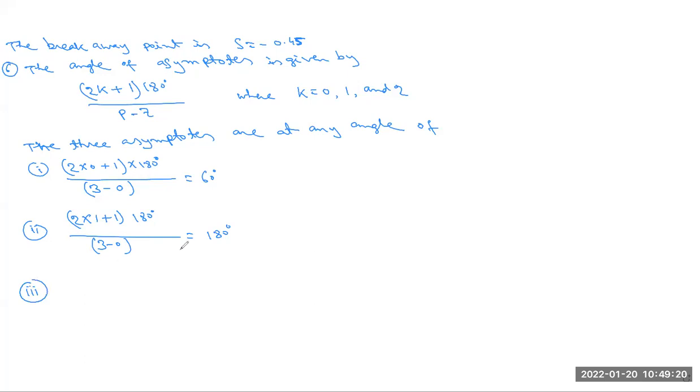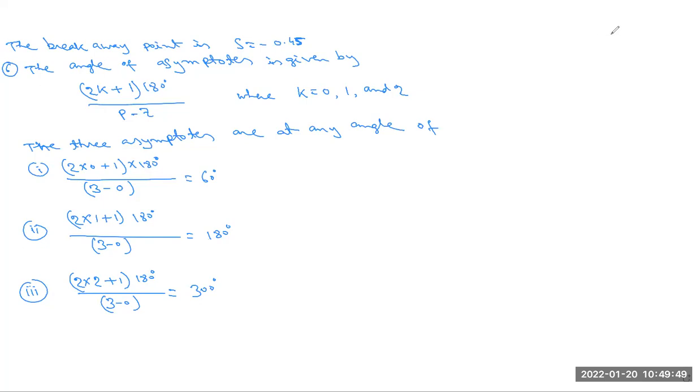Yes, sir. Okay. Next, you have to put k equal to 2. That means (2 into 2 plus 1) into 180 degrees divided by pole minus zero, that means 3 minus 0. So 2 into 2 is 4, 4 plus 1 is 5, 5 into 180 degrees divided by 3. That is 60, 60 into 5, that is 300 degrees, the asymptote angle is coming.